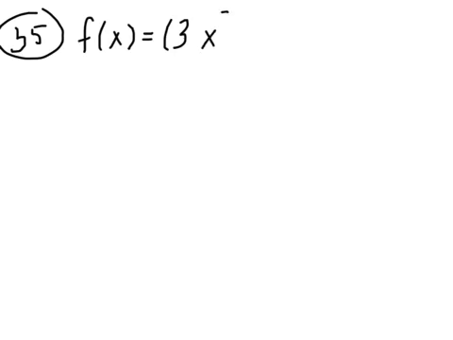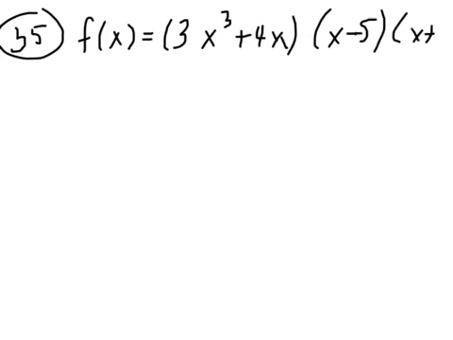I thought I would do number 35 just because it looked a little strange and just talk about what you'd have to do there. 35 says f of x is equal to 3x cubed plus 4x times x minus 5 times x plus 1. To be honest with you, you could use the product rule on all this if you wanted to.